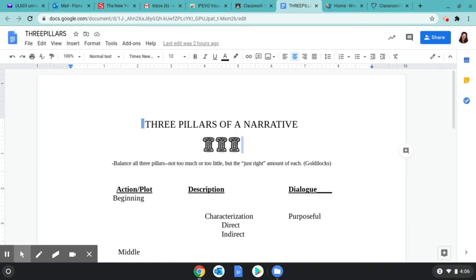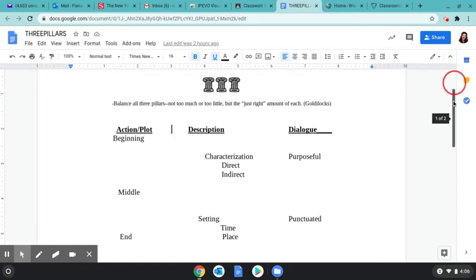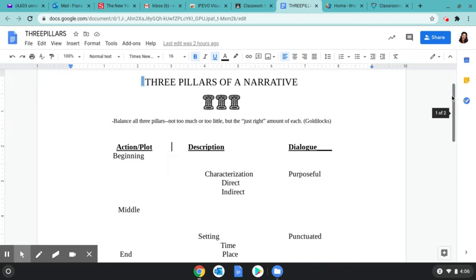Think of this as a recipe. If your narrative has too much or too little, think Goldilocks. It needs the just right amount to exist. Too much or too little would not make for a good formula or recipe of a narrative. Now, what are the 3 pillars? So far, you understand, okay, I need to have all 3 of them in perfect balance.